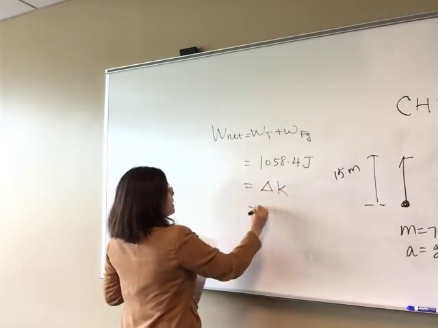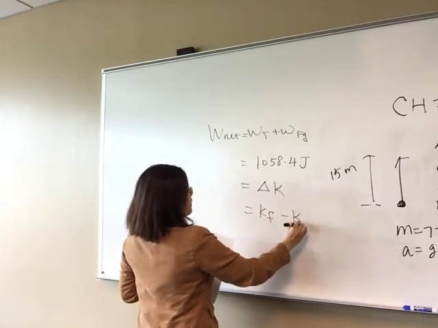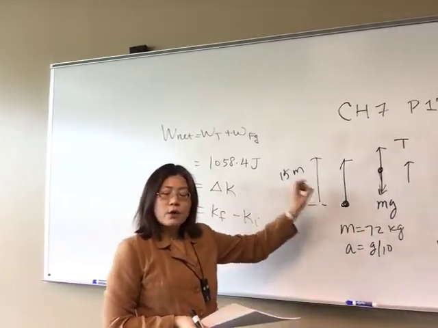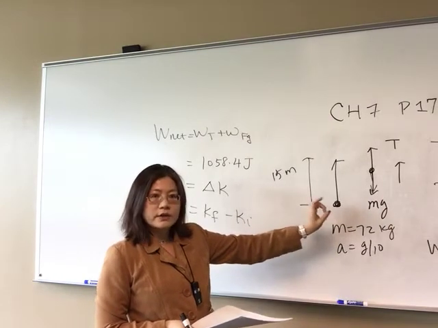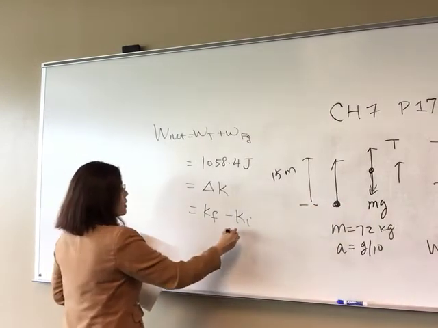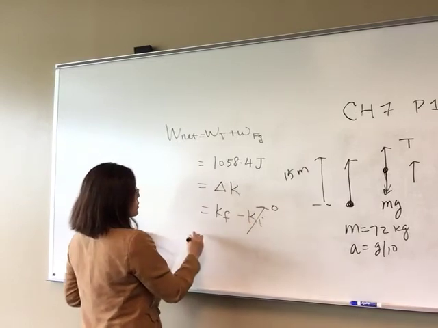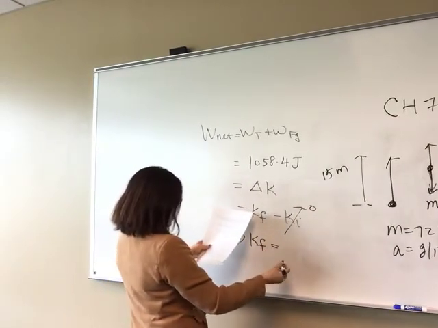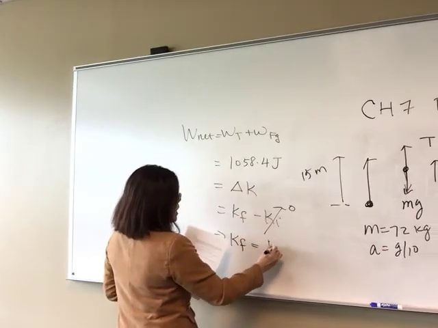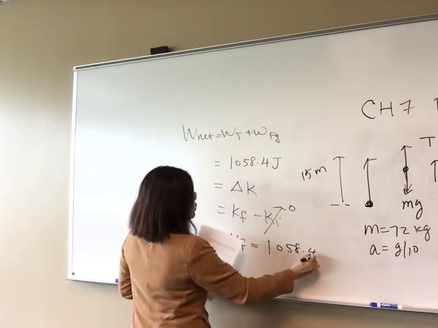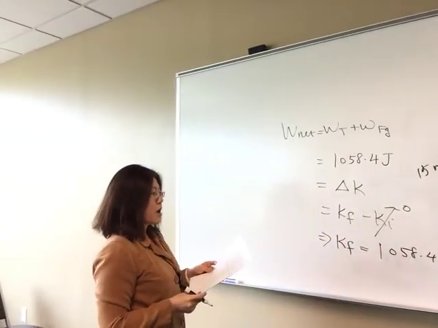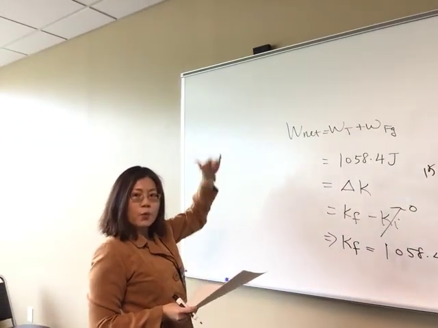So you have your Kf minus Ki, right? And let's say initially the astronaut is not moving, so it has zero kinetic energy. So this term goes away because there's no velocity. Which means that the final kinetic energy should have the value of 1058.4 joules.